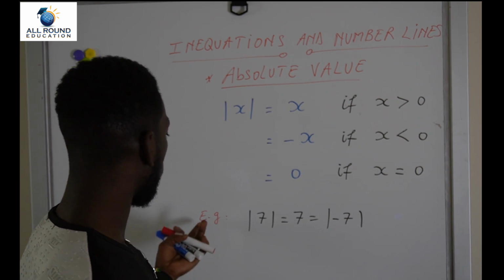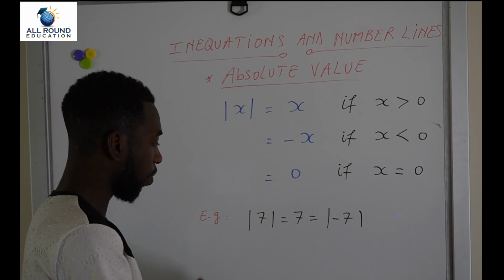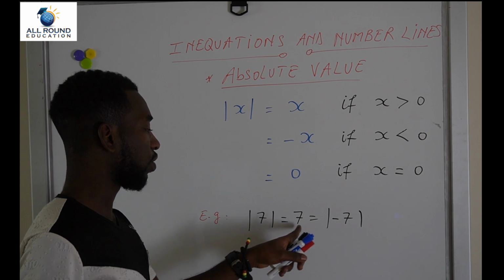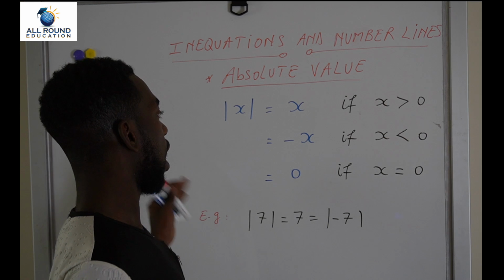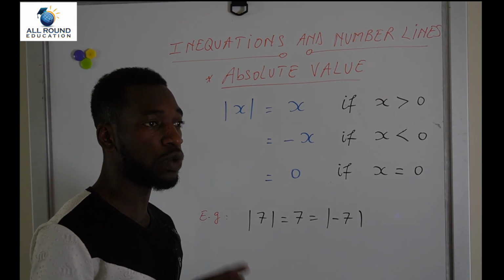Now this is one of the examples that I've got; you could do more of these. The absolute value of 7 is equal to 7, and the absolute value of negative 7 is also equal to 7.